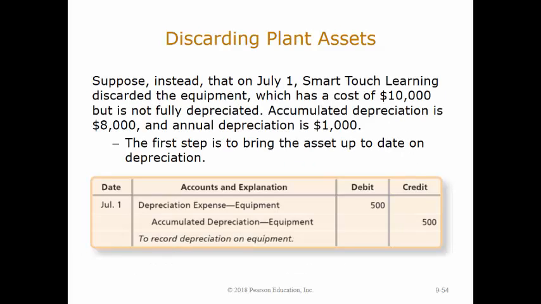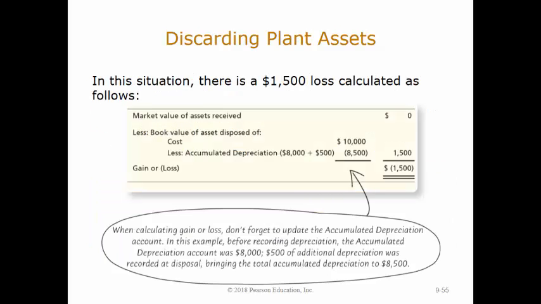In the second example, Smart Touch Learning discards equipment that costs $10,000. Unlike in the previous example, the asset is not already fully depreciated. Because the asset was discarded in the middle of the year, we must compute and record a half year's depreciation before recording the asset's disposal. The asset already had $8,000 accumulated depreciation. There is no cash involved in this transaction. In this situation, there is a $1,500 loss due to the difference between the asset's book value, $1,500, and the market value received, 0.